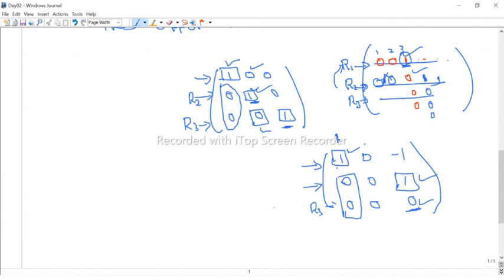Therefore, everything is 0 entry. Therefore, it should be in the bottom of the matrix. Therefore, this is a row echelon form. This matrix is called a row echelon matrix, because it satisfies all the conditions.